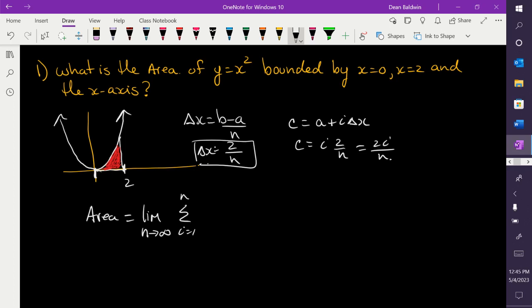What is the c? c is where you are in here. Oh no, I thought that was an i. Oh, okay. That's an i. Yeah, you're right. Sorry. Okay. We plug them into this formula, f of c delta x.